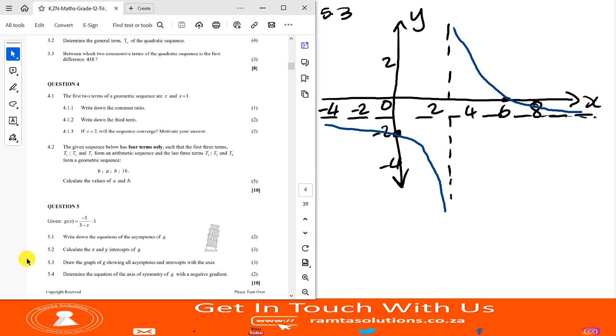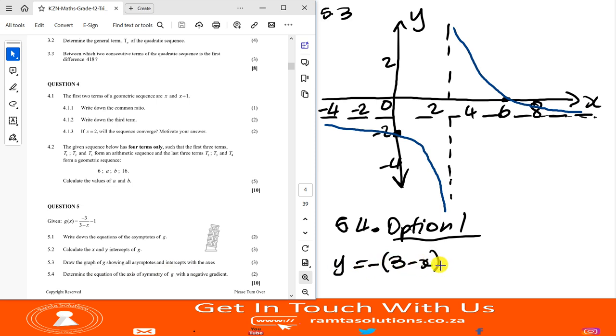Now, they say determine the equation of the axis of symmetry of G with a negative gradient. I will show you this in 2 ways. So let's proceed. Option 1, I will say y is equal to 3. Remember, negative slope, so plus minus. It means we will choose the -1. -3 minus x. Oh, yeah, my mistake here.